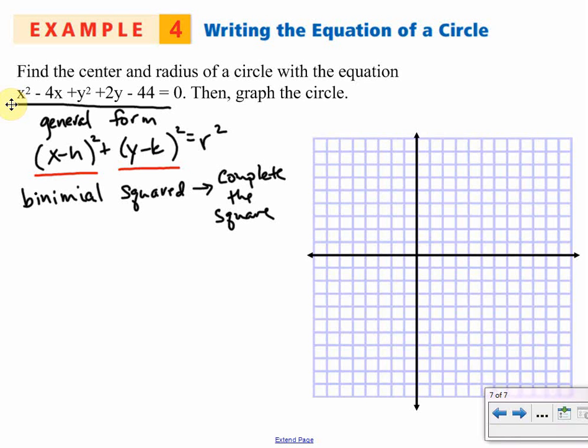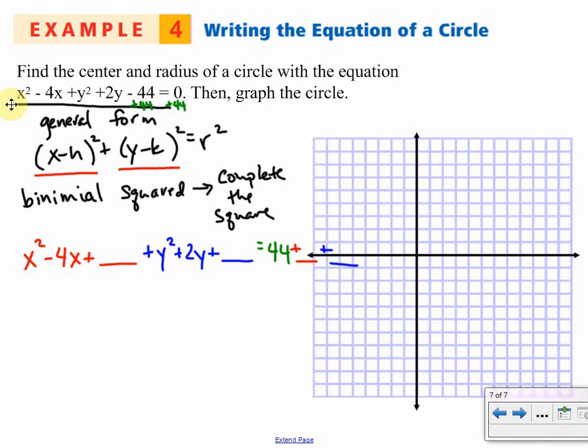So here we go. I'm going to kind of color code this, maybe make it a little bit easier to follow. So if I have x squared minus 4x, I'm going to leave a blank here because I need to complete the square with my x coordinates. And I'm going to do the same thing for my y's. y squared plus 2y plus blank. I'm also going to move the 44 to the other side. And now, if you remember, whatever you add to one side, you have to add to the other. So I'm going to leave my 2 blanks here for myself.